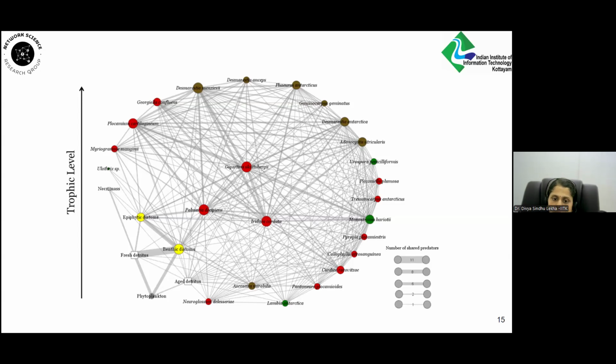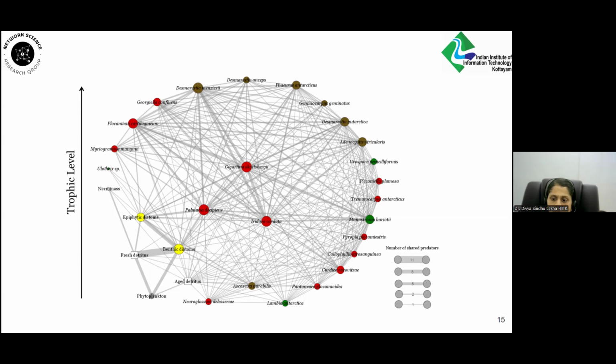And one more interesting fact is visualized in this particular network. I hope you can see that clearly. Earlier we were seeing large circles or small circles. Now one more piece of information is available from this representation. The legend is shown here. It is clear. So basically we are looking into the depth of the relationship. Here the relationship is the number of shared predators.